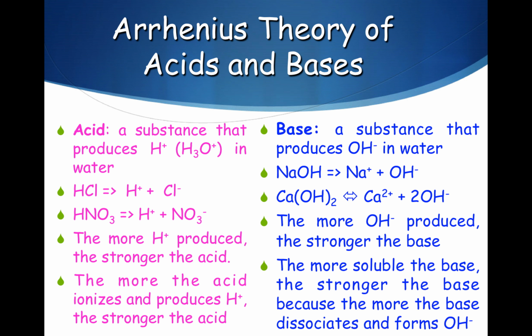Now, the more soluble the base, the stronger the base, because the more the base dissociates and forms the hydroxide ion. Notice the two equations. Sodium hydroxide is a very soluble base. That means it completely dissociates to produce sodium ion and hydroxide ion. When calcium hydroxide dissolves in water, because it's relatively insoluble, an equilibrium exists between the dissociated ions and the solid calcium hydroxide. Because calcium hydroxide is not very soluble, it is a weaker base than sodium hydroxide.